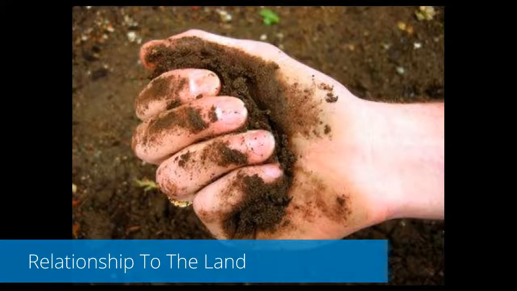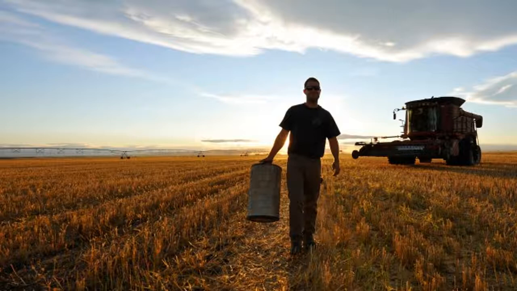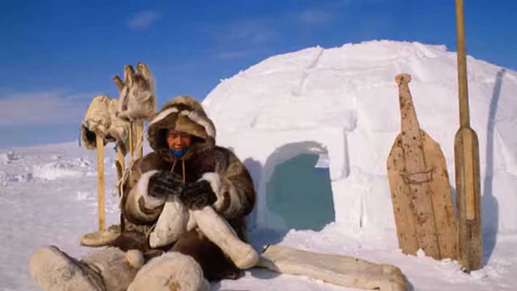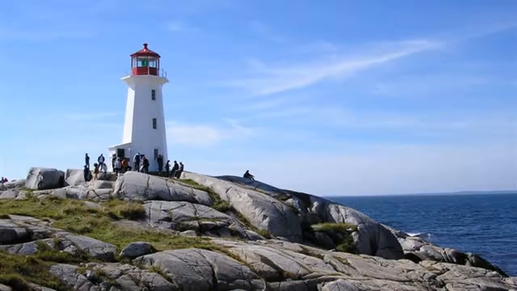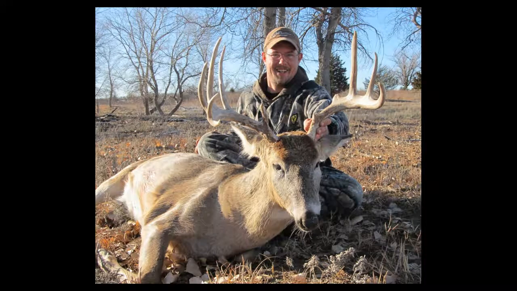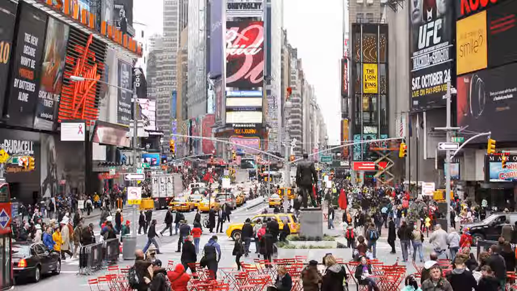Relationship to the land is how the land and water we live on and around us shapes our identity. People who live on a farm in Alberta will have much different set of norms and social behaviors than people who live in Canada's Arctic or in the Maritimes close to the ocean. Someone who lives in a rural area and who hunts wildlife, which is part of the land we live on, will have a much different identity than someone who lives in the city.